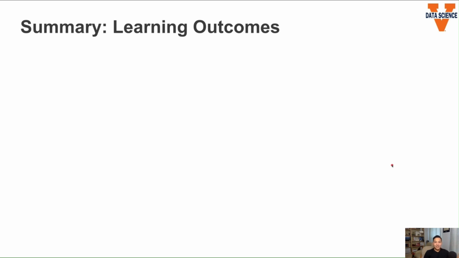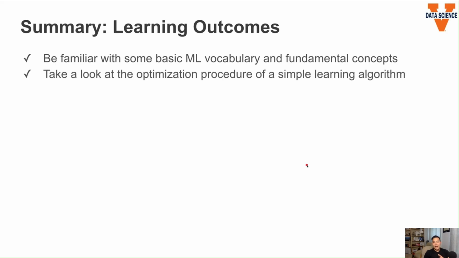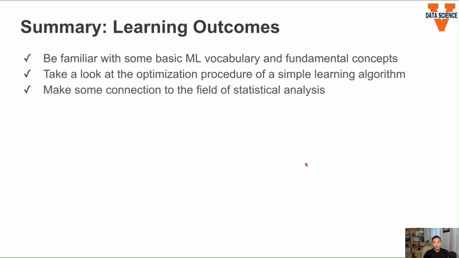So for this lecture, in summary, we should have learned some fundamental concepts and some basic machine learning vocabulary. We took a look at the optimization of a simple learning algorithm. We made some connection to statistical analysis as a field. And finally, we tried to gain a better understanding of the model's ability for generalization.